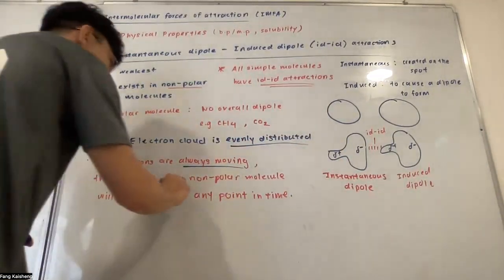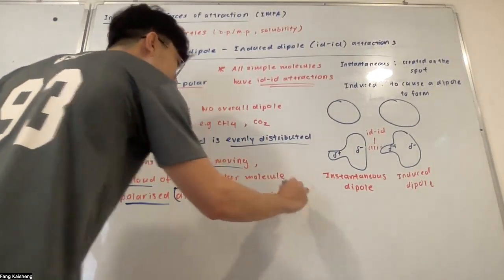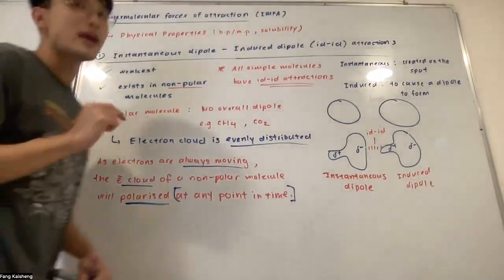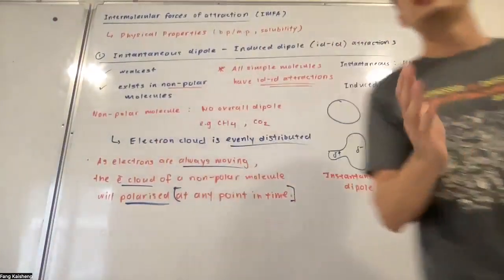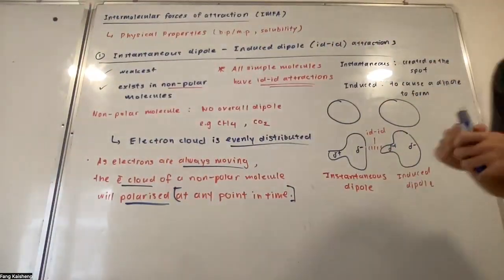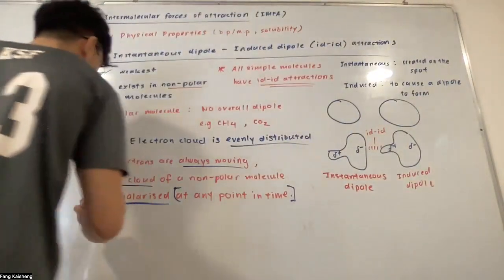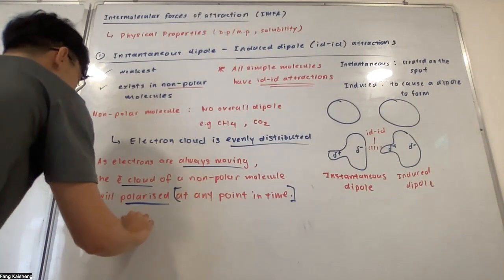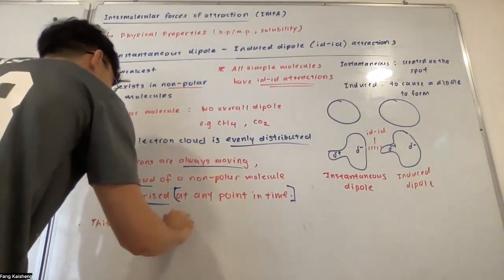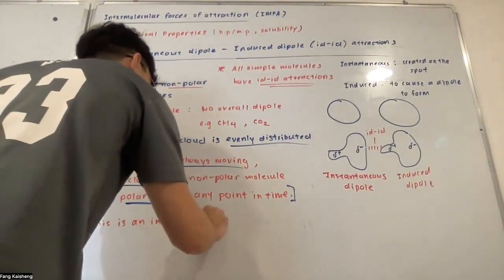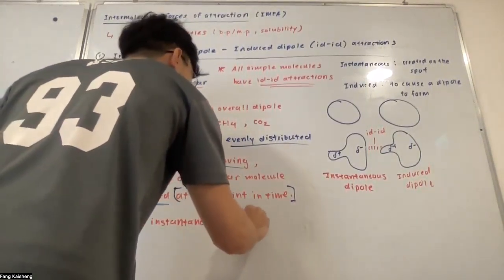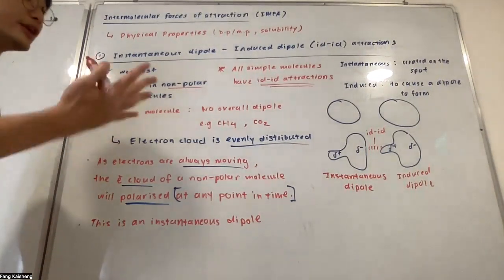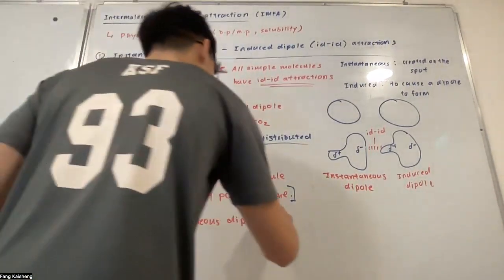I also use the word at any point in time because that's the idea of instantaneous. It happens on the spot. You don't know when it happens, it just happens at any time. So it's to convey the idea of instantaneous. So the next couple of points is very simple already. You can summarize this by saying, this is an instantaneous dipole. And this instantaneous dipole will basically cause a chain reaction to happen. It will induce other dipoles to form.